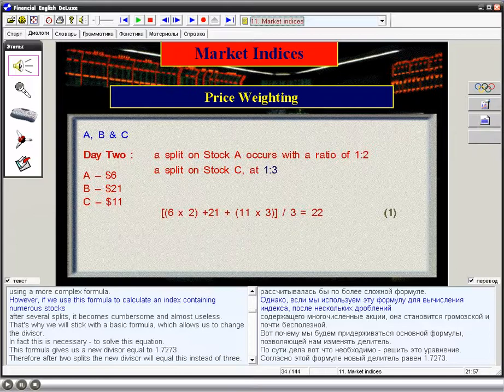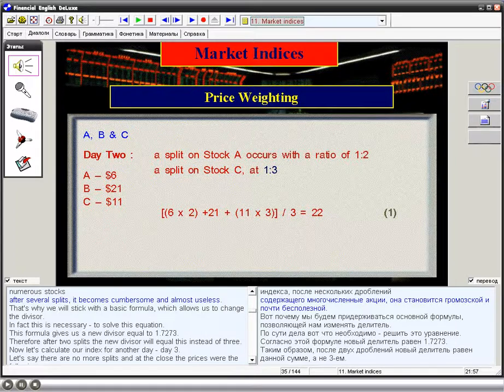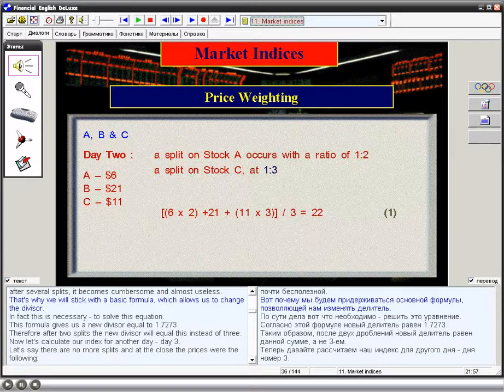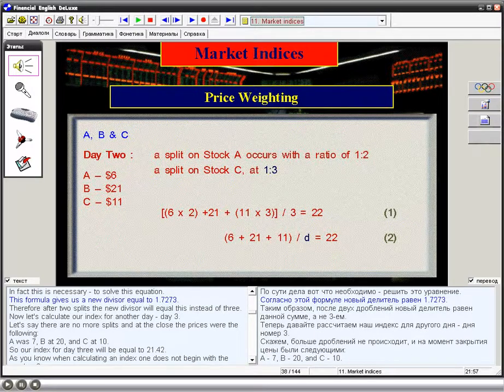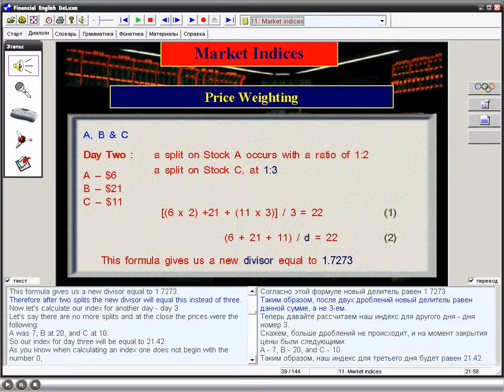However, if we use this formula to calculate an index containing numerous stocks, after several splits it becomes cumbersome and almost useless. That's why we will stick with the basic formula, which allows us to change the divisor. In fact, this is necessary to solve this equation. This formula gives us a new divisor, equal to 1.7273. Therefore, after 2 splits, the new divisor will equal this instead of 3.